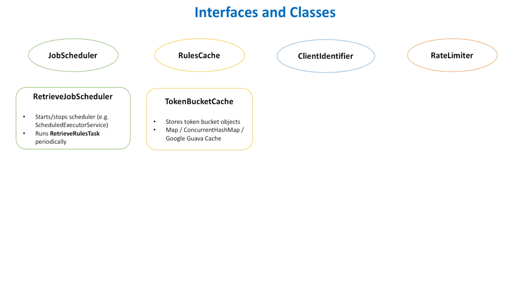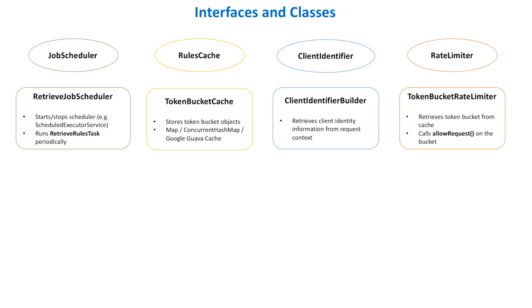Token bucket cache stores token buckets. We can use something simple, for example map, to store buckets, or utilize third-party cache implementation, like Google Guava cache. Client identifier builder is responsible for building a key based on user identity information, for example login. There can be other implementations as well, for example based on IP address.